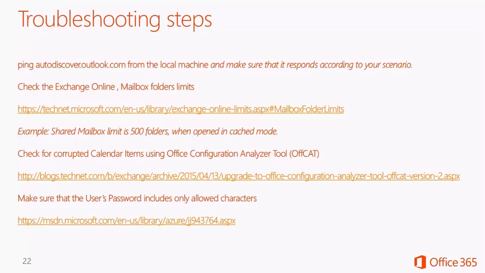I had an issue with Autodiscover, but this one was on mobile devices. I didn't encounter it in Outlook per se, but I encountered it in mobile devices when doing the Autodiscover, because the password contains a pound. A pound is not a valid character in a password in MSDN. It accepts it, but you can have issues with the ActiveSync.